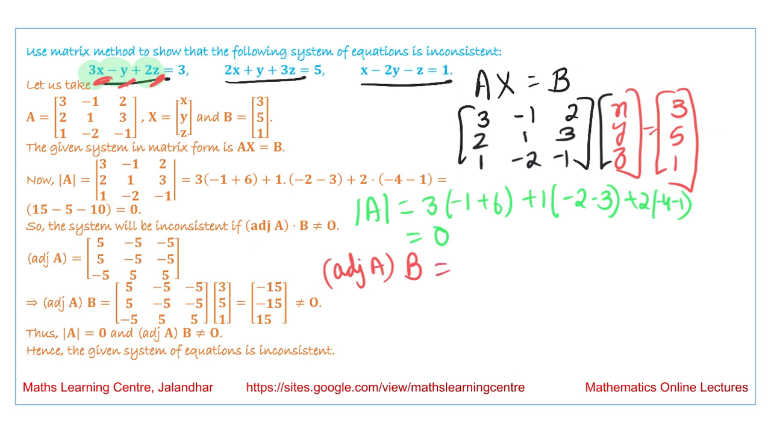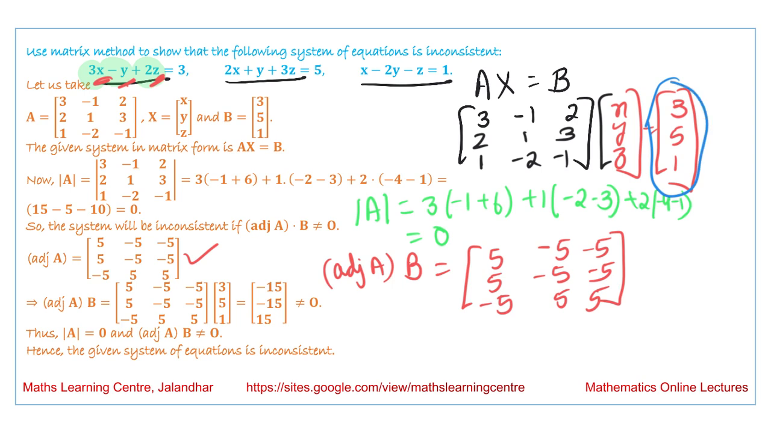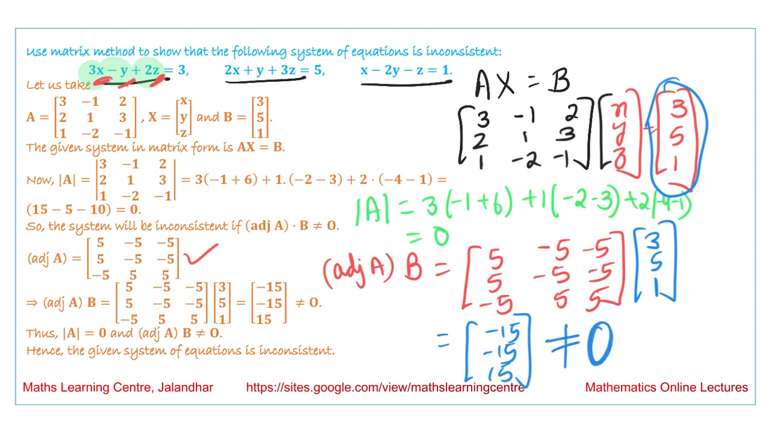When we calculate the adjoint of A, its value is 5, minus 5, minus 5; then 5, minus 5, minus 5; then minus 5, 5 and 5. You know how we calculate the adjoint? We write the cofactors corresponding to each term, and then we take the transpose. And the value of b in this case is 3, 5, 1. When we multiply both of these, the answer we obtain is minus 15 and 15, which is not equal to the null matrix.